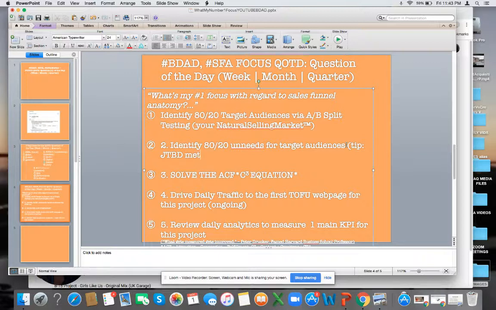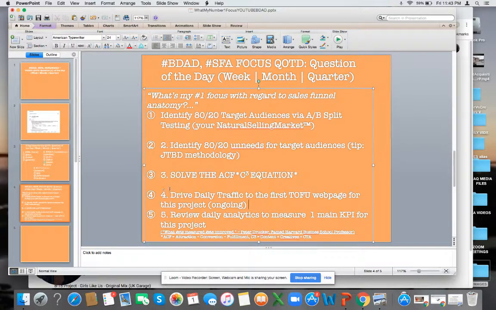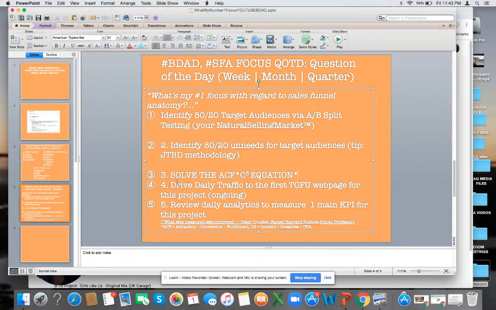Okay, the next one is what I call the ACF times C3 equation, right? And so what does that look like? Well, essentially, there are three types of content that you want to think about, content and creatives. I separate content as in text from creatives, which are videos or audios, right? Some might even throw code into the creatives category.